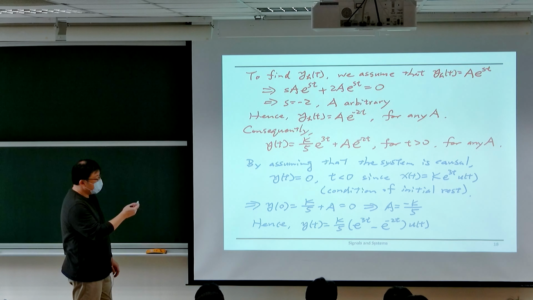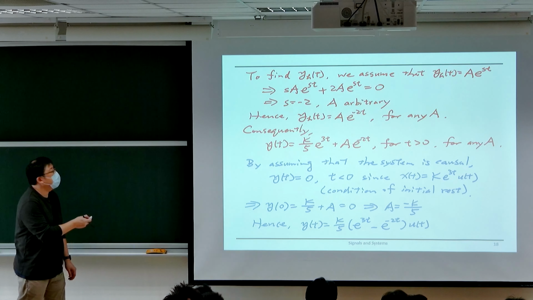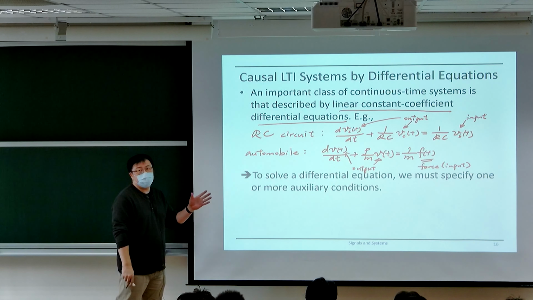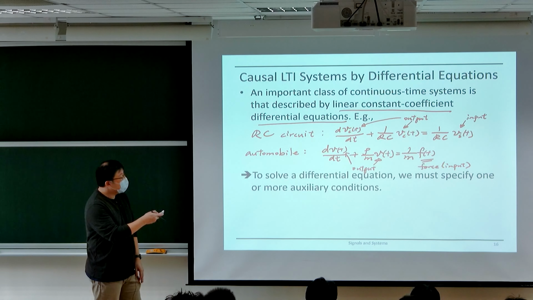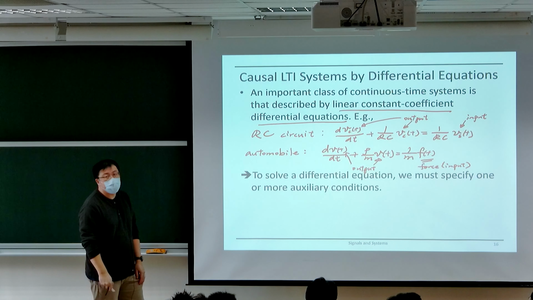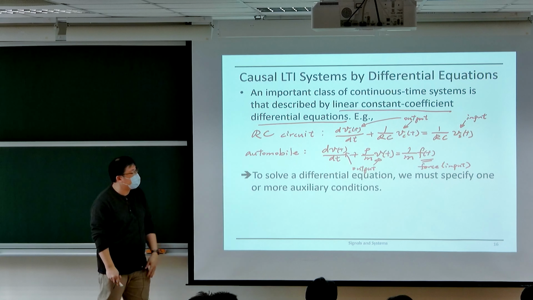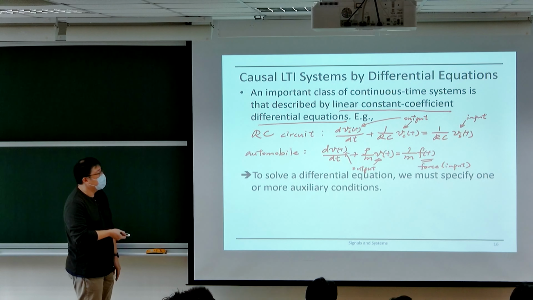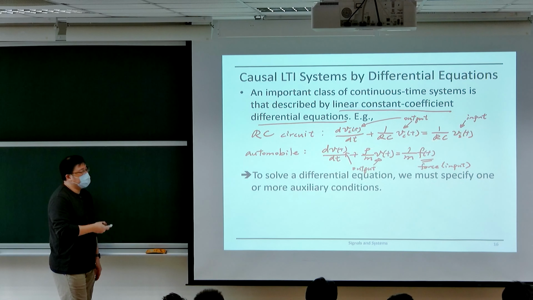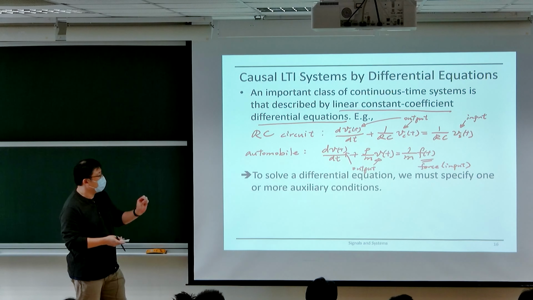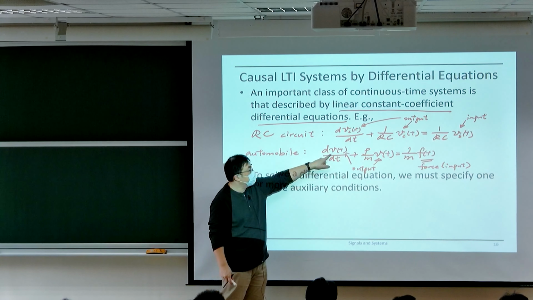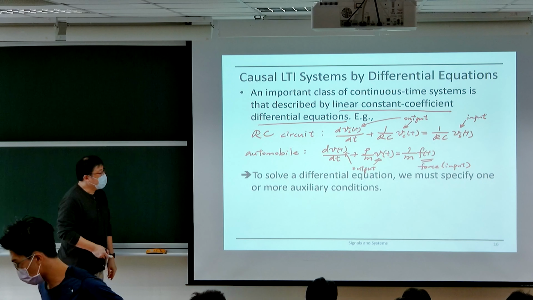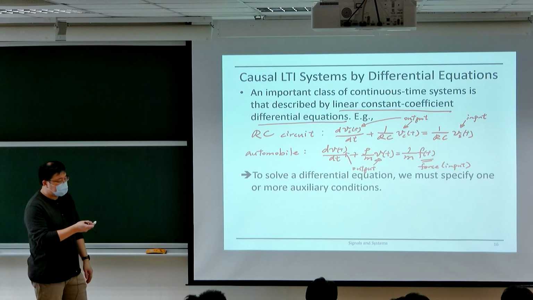Let me go through this again. Here we're looking at systems that can be described using linear constant coefficient differential equations. And this occurs in some of the examples that we showed previously, either the RC circuit or this automobile example. Now this only describes the input-output relation implicitly. If you want to obtain the output signal explicitly, you would need to solve this differential equation. So the question is, how do we solve this differential equation?